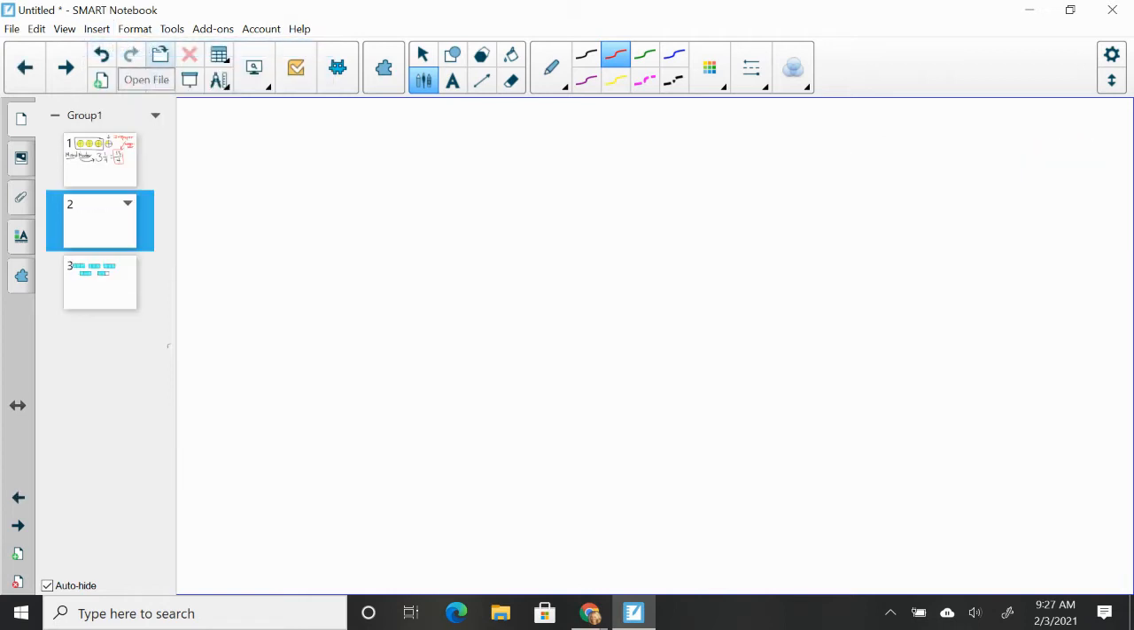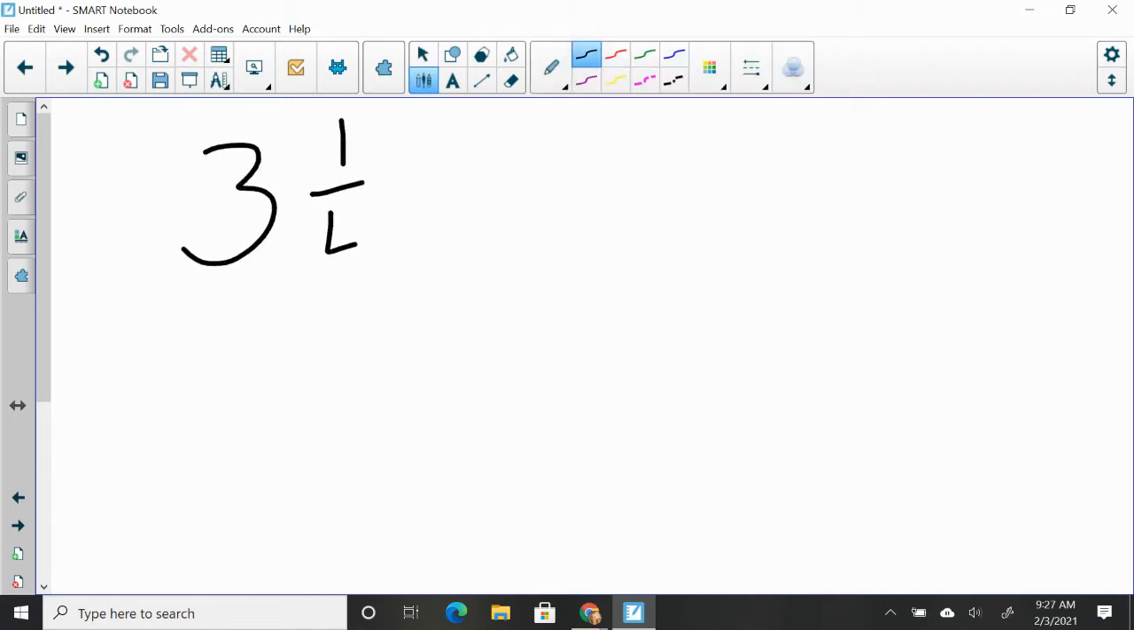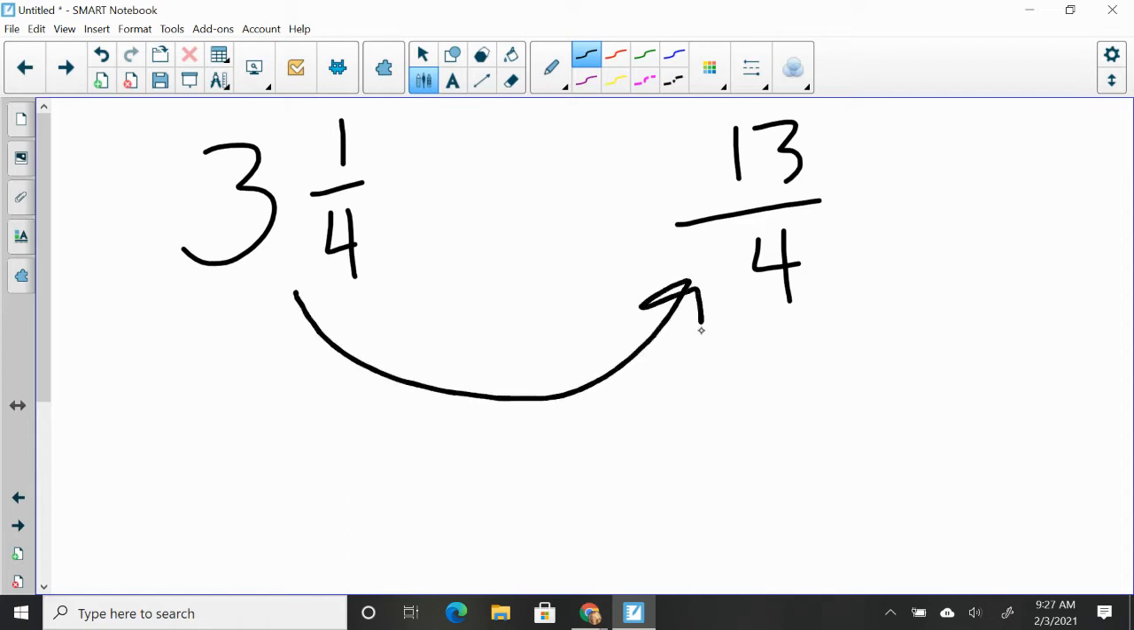Here we go. Okay, so we're going to stick with these two values that I wrote, this 3 and 1/4 and 13 fourths, because they both represent the same amount. Okay, so how can I go from a mixed number to this improper fraction? How can I go from this mixed number to this improper fraction?